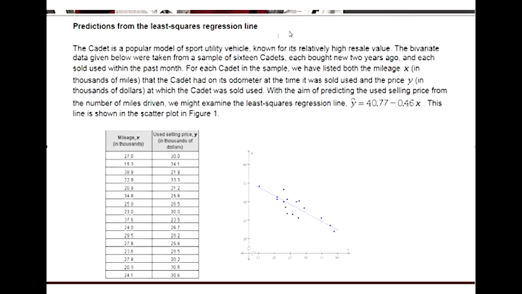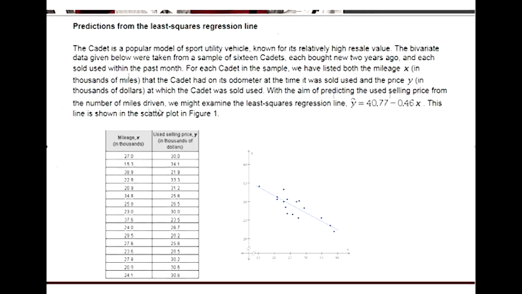So here is an ALEKS problem, predictions from the least squares regression line. The Cadet is a popular model of sport utility vehicle known for its relatively high resale value. The bivariate data, that means two variables, x and y. Okay, that's all that word means. Given below were taken from a sample of 16 Cadets, each bought new 2 years ago, and each sold within the past month. For each Cadet in the sample, we have listed both the mileage x that the Cadet had on its odometer and the price y.